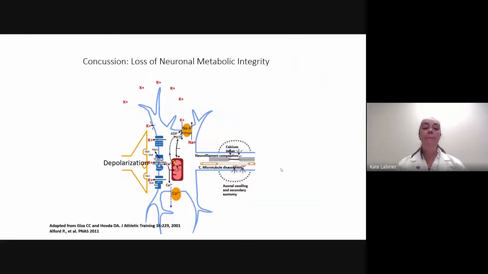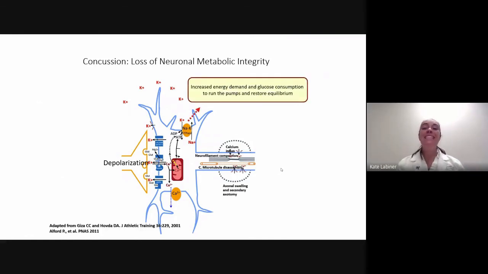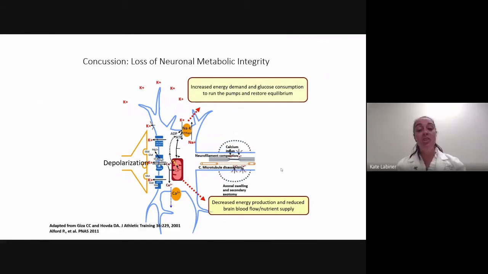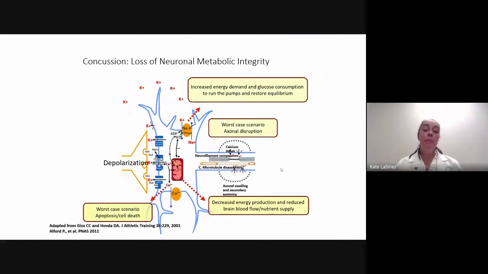When we talk about what happens inside the brain, looking at a neuronal level and what happens to the metabolic integrity of a neuron, and this is just showing how the neurons work, you have this increased energy demand and glucose consumption that are needed to run the pumps in a desperate attempt to restore the equilibrium that has been knocked off by the head injury. But this gets countered by decreased energy production and reduced brain blood flow and nutrient supply. So you have increased demand with lower access anytime you get an injury.